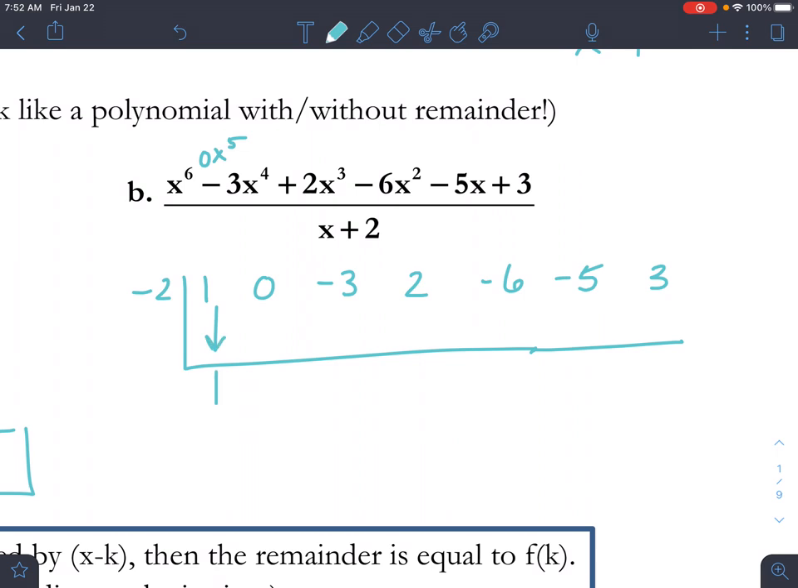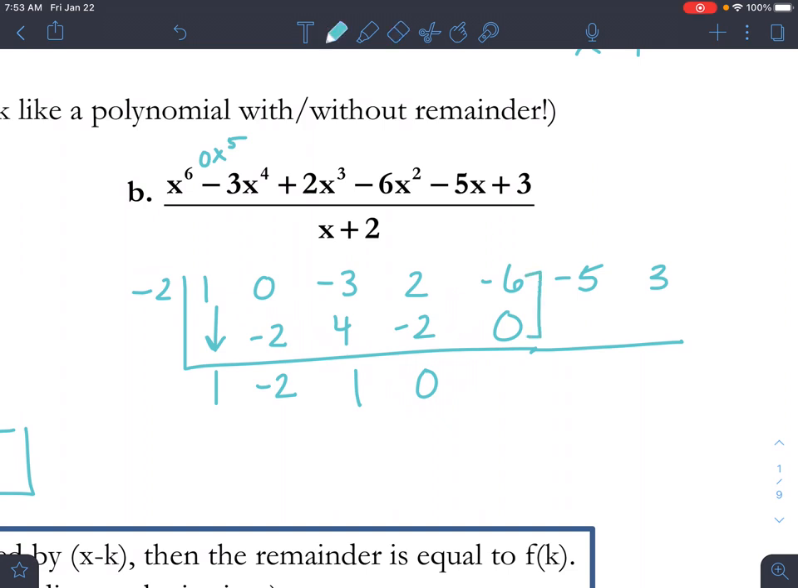Bring down the first term, multiply. Negative 2 times 1 is negative 2. Add 0 plus negative 2 is negative 2. Multiply. Negative 2 times negative 2 is 4. If I'm going too fast, take a pause, go back if you need to. Negative 3 plus 4 is 1. Then we multiply. Negative 2 times 1 is negative 2. This would be 0. Negative 2 times 0 is 0.